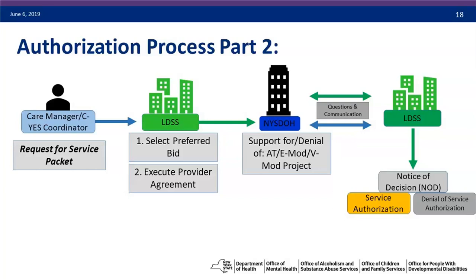So the LDSS is going to issue a notice of decision, and they will send that out to the care manager, and the care manager will have to communicate that out to the family. And that notice of decision is either yes, you're approved for the service, or no, you're not approved for the service.